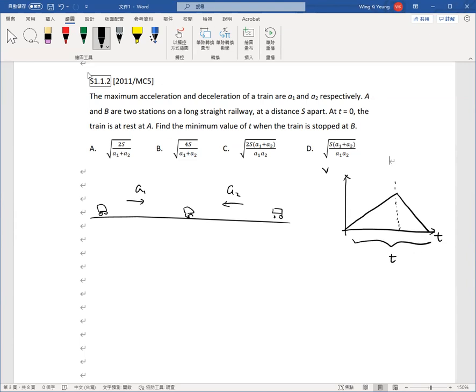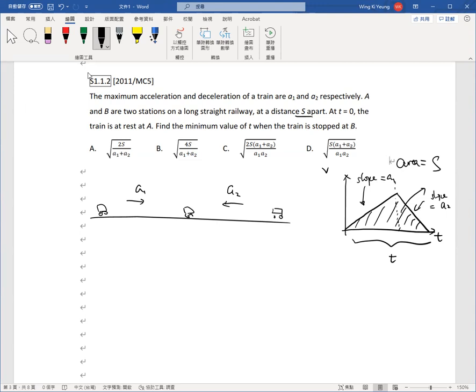What you know about it is the distance is s apart. So we talk about this: the area of the VT graph is the displacement. So that means this area is the s. And then the slope or the gradient of the VT graph is the acceleration. So that means this gradient is A1 and this gradient is A2, or you say negative A2.